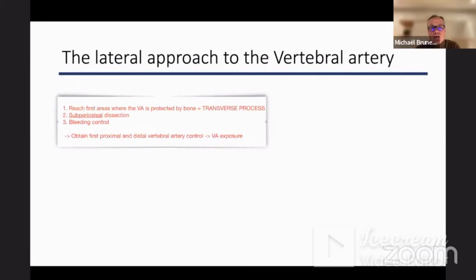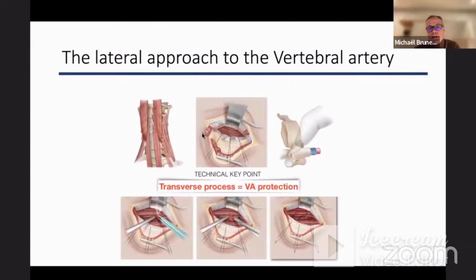So what are the tips and tricks? As I have said, if you would like to work confidently, you have to reach and target the transverse process where the vertebral artery is protected by bone. Then you have to perform a subperiosteal dissection. This is the first key point. The transverse process is a bone protection, and then you have to palpate it when you have performed your approach to know where the vertebral artery is protected.